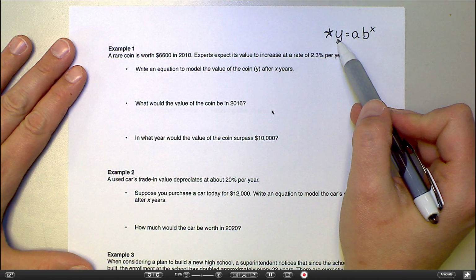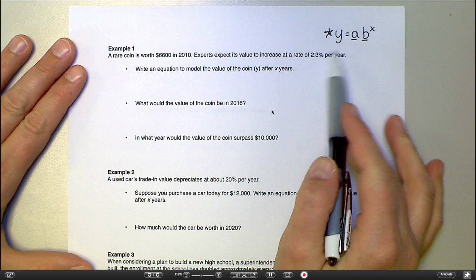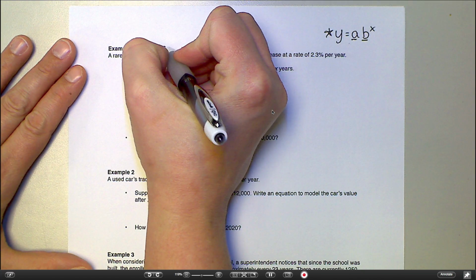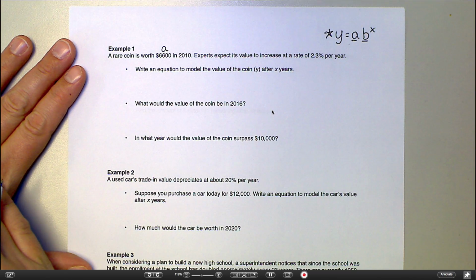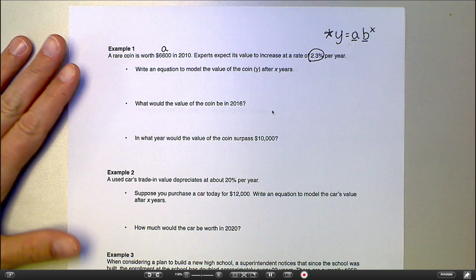So we know we're going to have a y and an x; we really just need to fill in a and b. Well, a is the initial value of the coin. We're starting with a value of 6,600. The year 2010 is going to be important in a minute, but we don't need it right now. And then we're increasing its value at 2.3% per year.